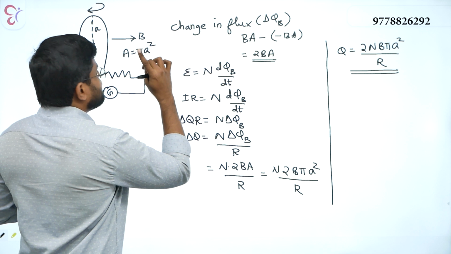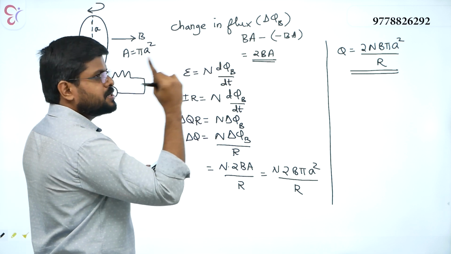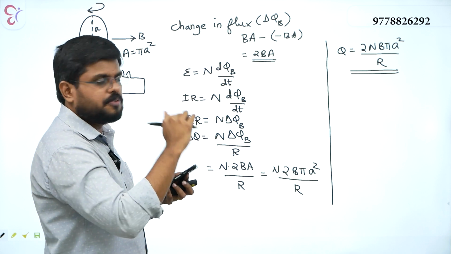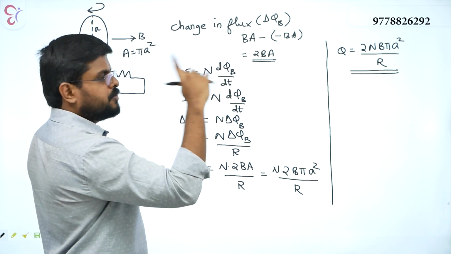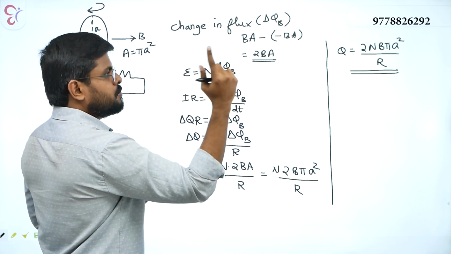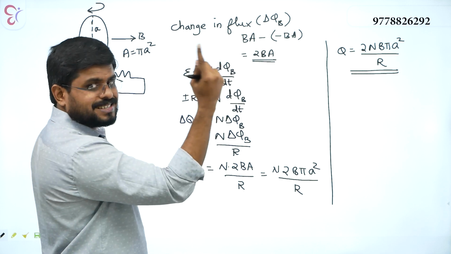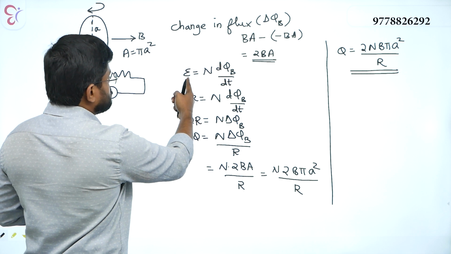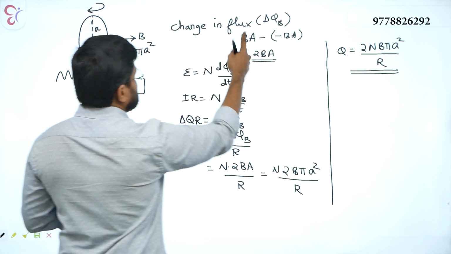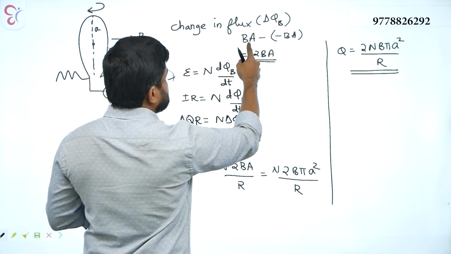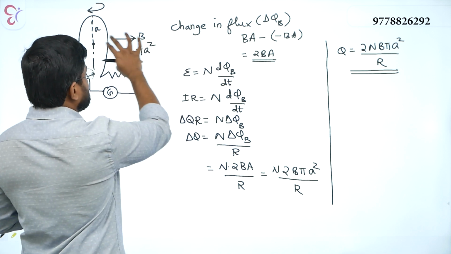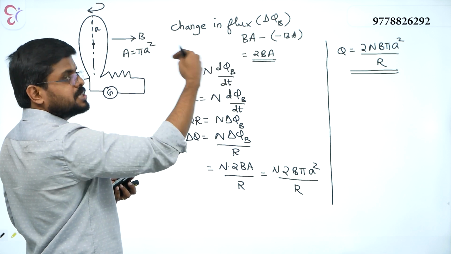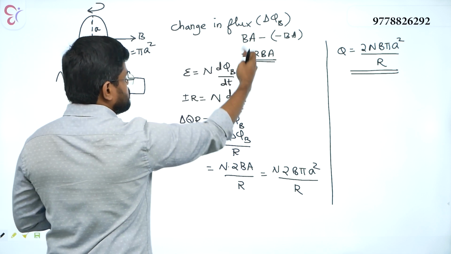The only thing that you need to keep in mind is the production of induced EMF while you flip a coil. If you flip this coil, the direction of the area changes, so that the magnetic flux lines are cut, and then induced EMF is produced. The change in flux delta phi B could be written as BA. If it is in this direction, this is BA, and if in the opposite direction, it is minus BA. So the change is 2BA.